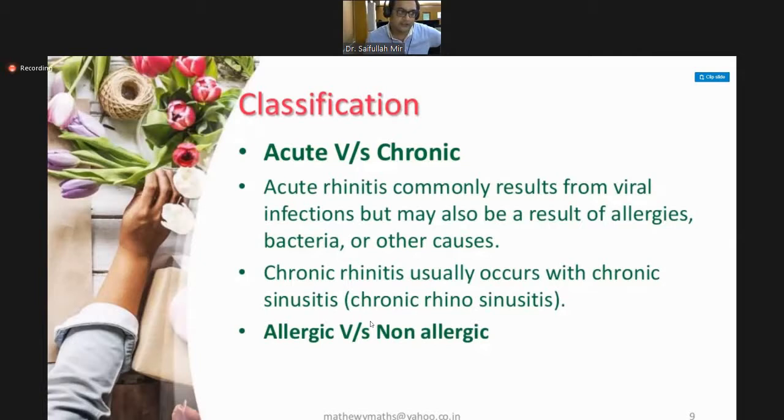That is, if it's due to an exposure, due to a certain pollen or dust or anything, then it's called allergic. Otherwise, it's called non-allergic or vasomotor rhinitis.